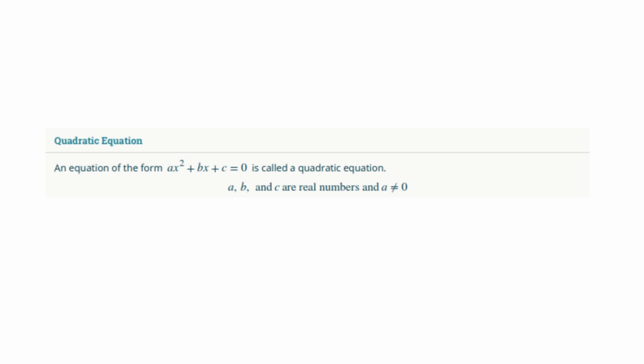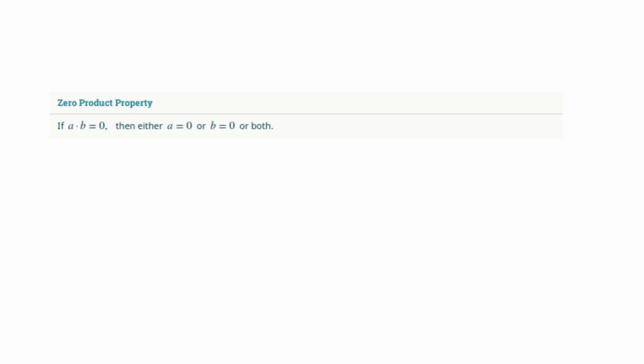A quadratic equation is something that has an x squared as the highest exponent. So x to the second power. If that's the highest exponent in an equation, it's called a quadratic equation. Now here's the zero product property. This is what it means.